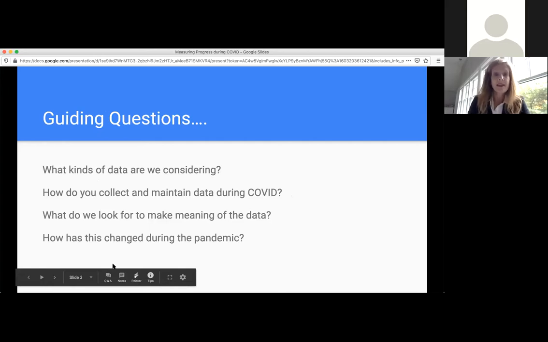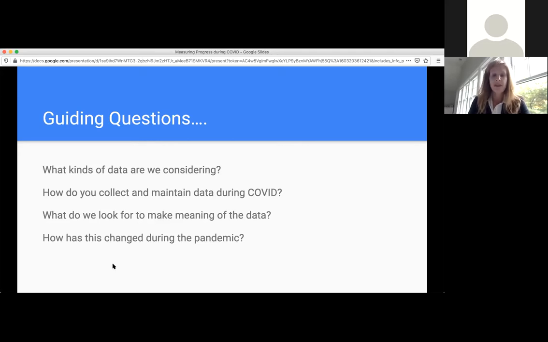I'd like to discuss with you what kinds of data we need to be considering. How do you collect and maintain that data during these COVID times? What we are looking for to make meaning of that data, and how has this whole process changed during the time of the pandemic?